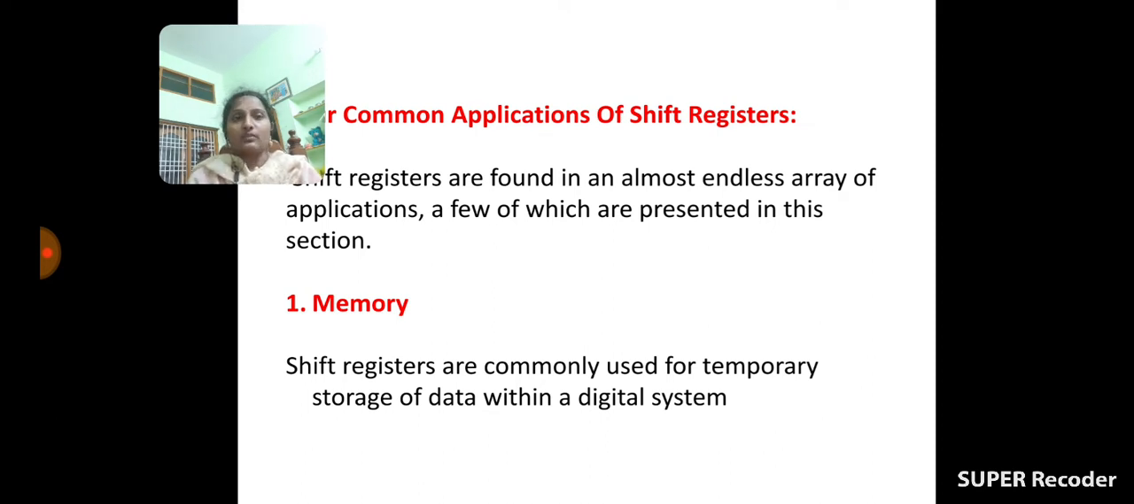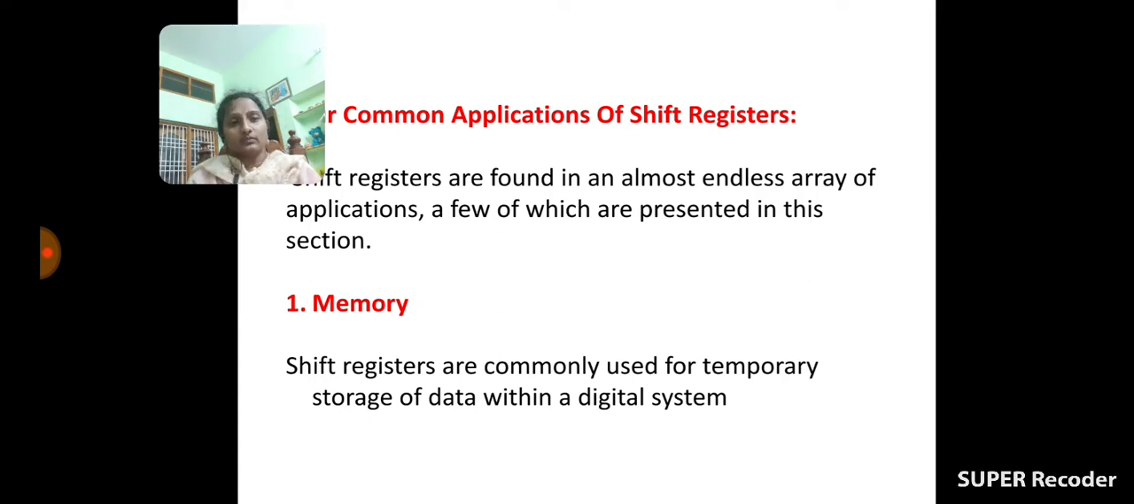And while coming to the types of registers based on the movement of data, the registers are of two types: shift left register and shift right register. In shift left register, the data must be moved from right to left. In shift right register, the data must be moved from left to right.